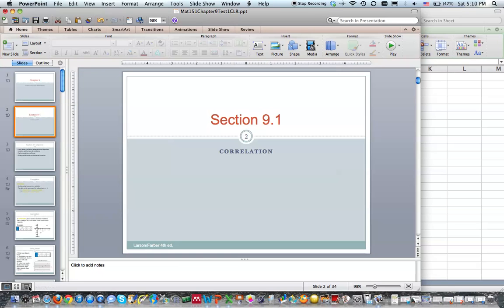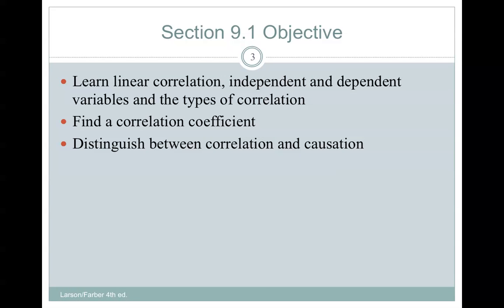Correlation, section 9.1. We are going to learn linear correlation, independent and dependent variables, and the types of correlation, find a correlation coefficient, and distinguish between correlation and causation.